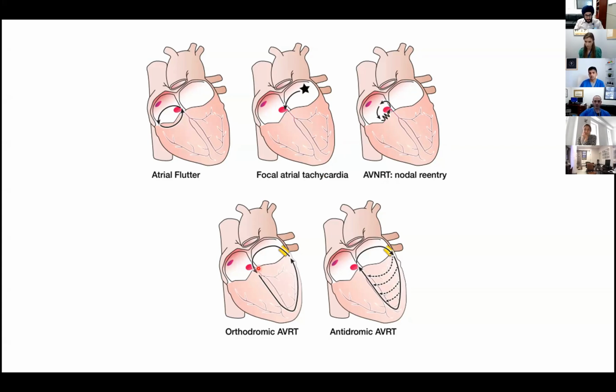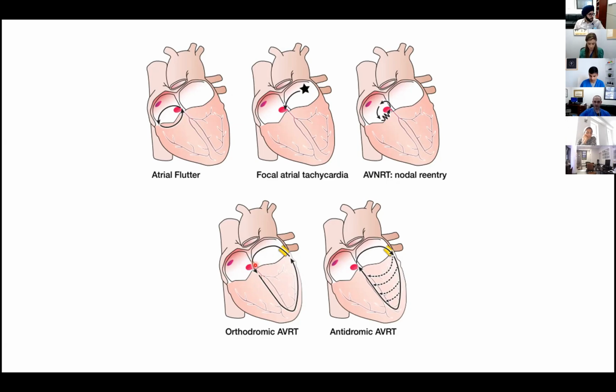Now in your orthodromic AVRT, part of your circuit is an accessory pathway. So only people with an accessory pathway are going to be able to have these arrhythmias. And also this accessory pathway, which is depicted by this little yellow thing here, has to have the property of retrograde conduction. So if the pathway is not able to conduct retrograde, you will never have orthodromic AVRT. You might have antidromic or some other arrhythmias, but this one you will not have.